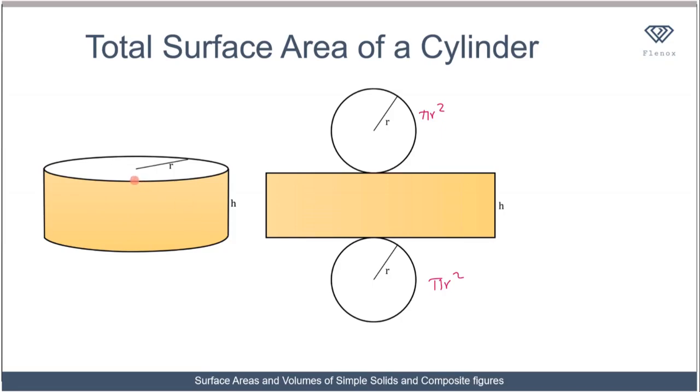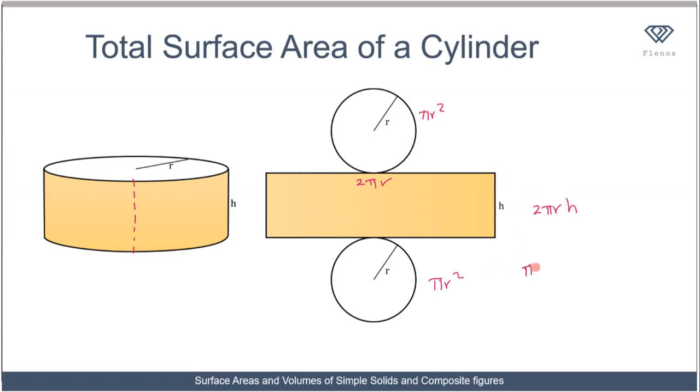Now imagine I cut it at this portion and extend it until I have a rectangle like this. I know that the length of this rectangle is going to be the circumference of this circle over here, which is 2 pi r, and the height of my cylinder is h. So the area of this portion will be length times breadth, which is 2 pi r times h. The total surface area will be adding all these areas together.